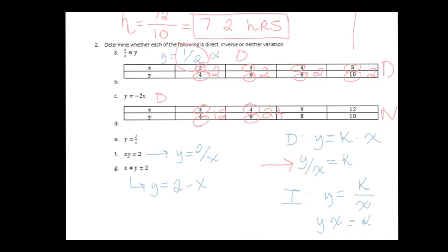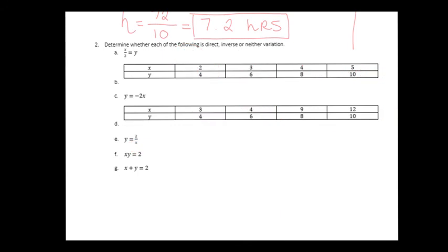E is going to be inverse. And E and F are the same function, so E and F are both inverse, and the reason for that is because you see division and your x in the denominator with no other operations. x in the denominator with no other operations is a giveaway that it is inverse variation. And then G is neither as well because that is not multiplication or division.